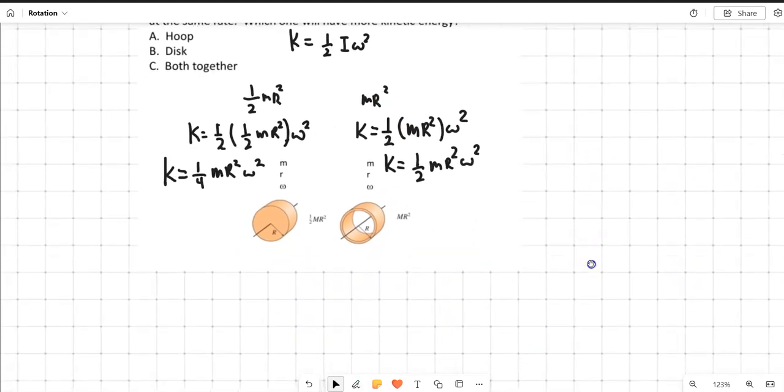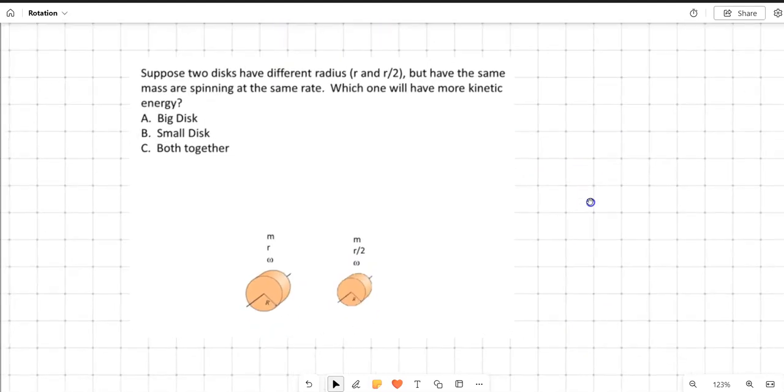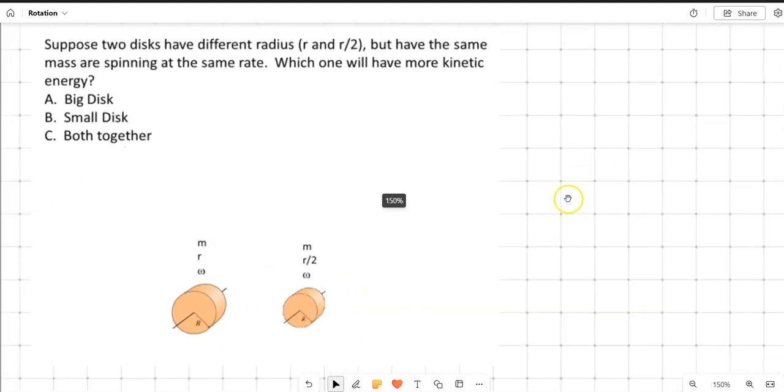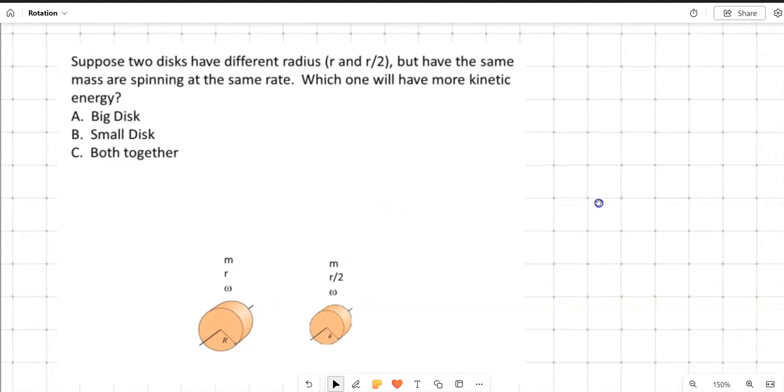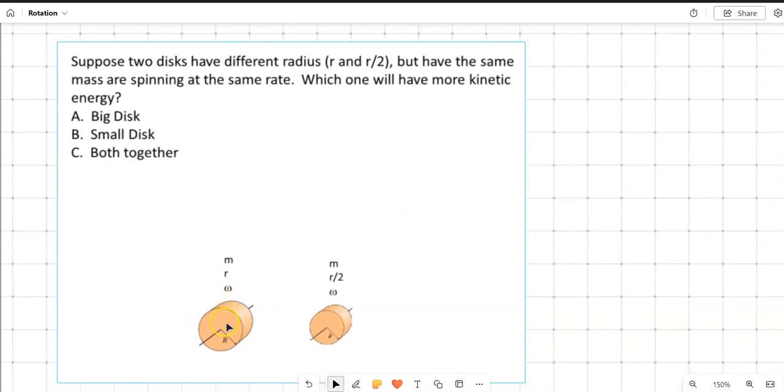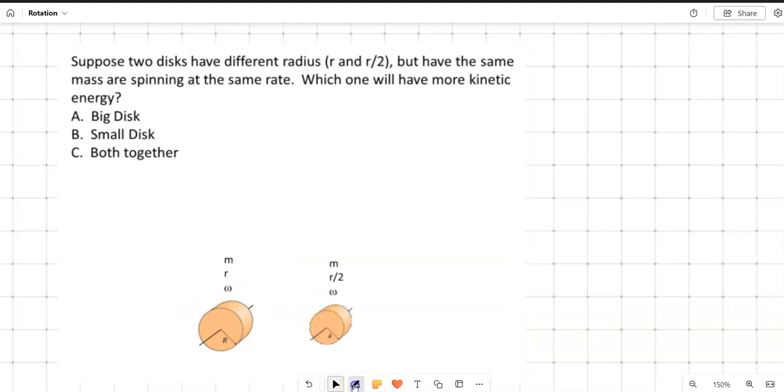Let's try another one. Here, again, you have two objects. You have a disk and another disk, so they have the same moment of inertia. I'll write that up here. The moment of inertia of both objects, just the basic equation, is going to be 1/2 mR squared.